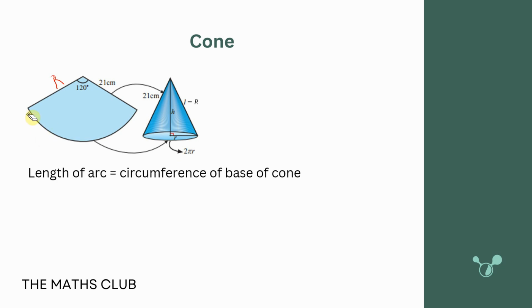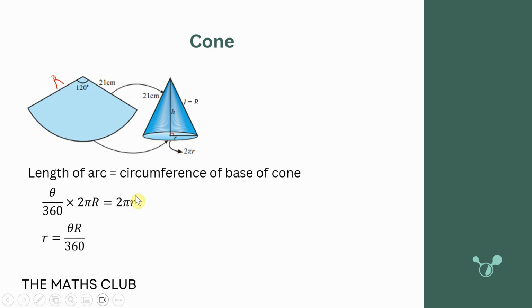Given that, we know that the length of this arc will become the circumference of the base of the cone. Remember, this is a circle, and the perimeter of a circle is called the circumference. So the length of the arc will become the circumference of the base of this cone. So the length of the arc is theta over 360 times 2 pi R, R being the radius of the sector, and this is equal to 2 pi r, r being the radius of the base circle of the cone.